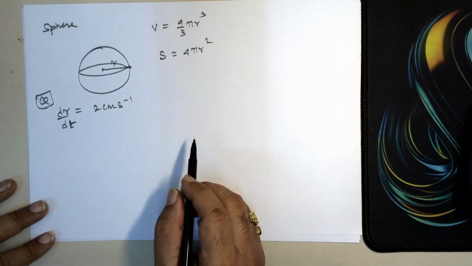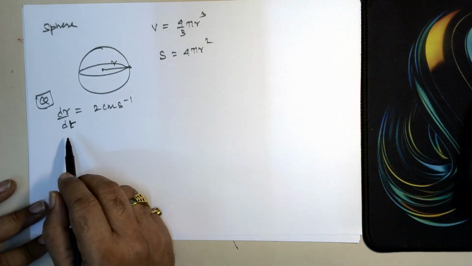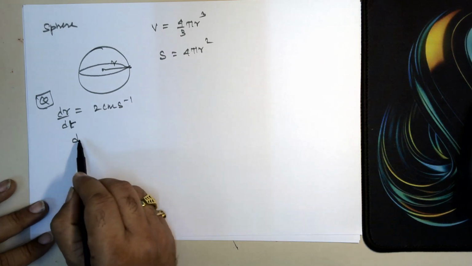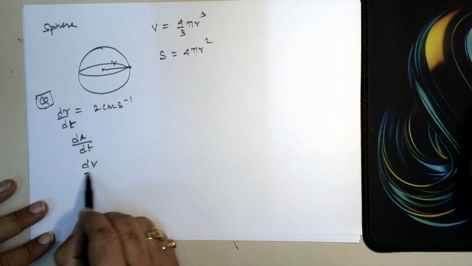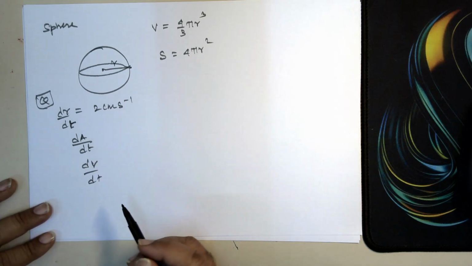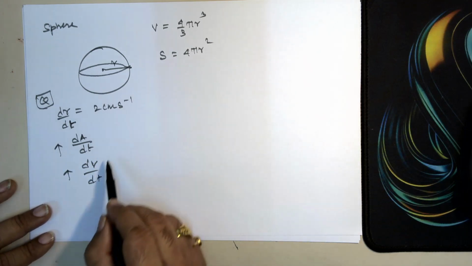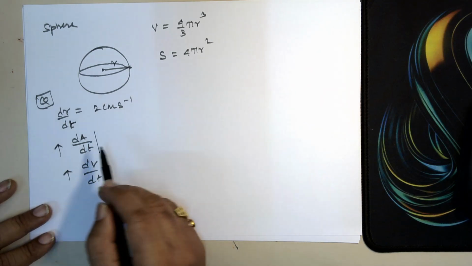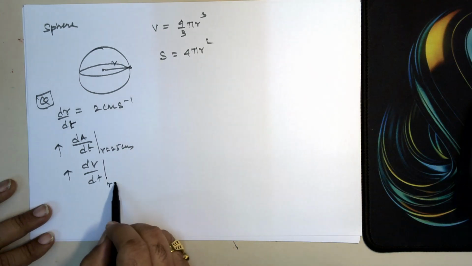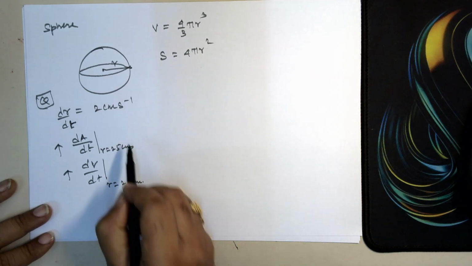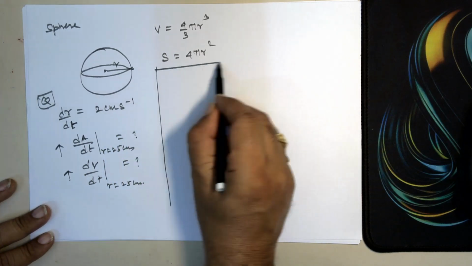When it is being inflated, find the rates with which its surface area and volume are increasing with time when its radius is 25 centimeter. Okay, so this is the question. Now let us try to solve.